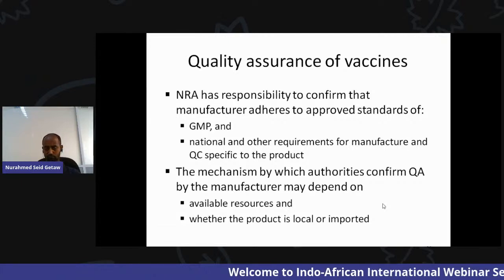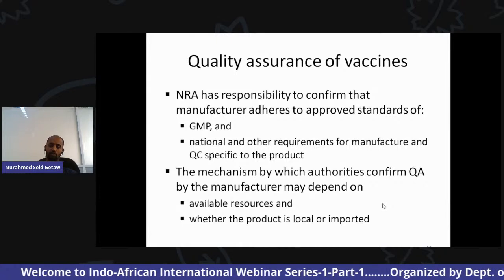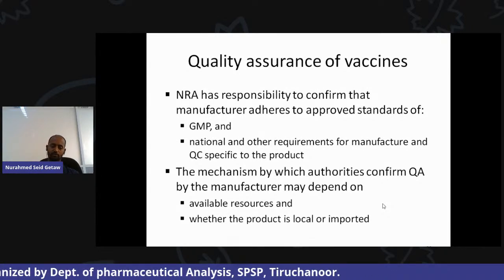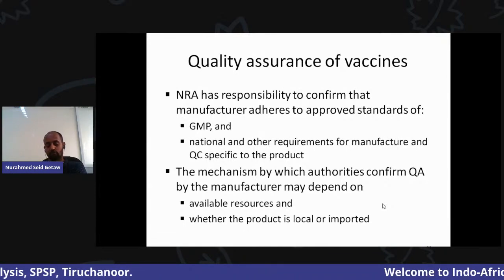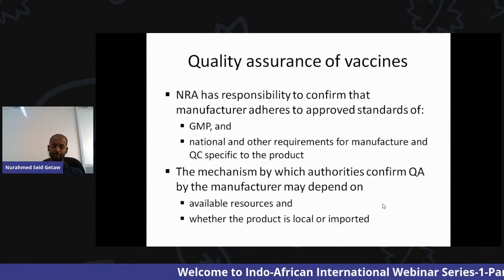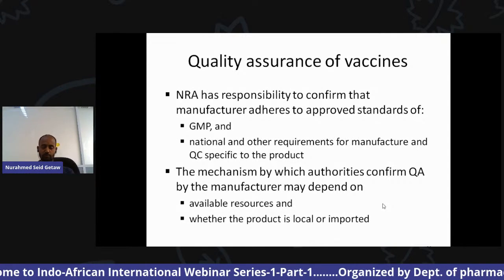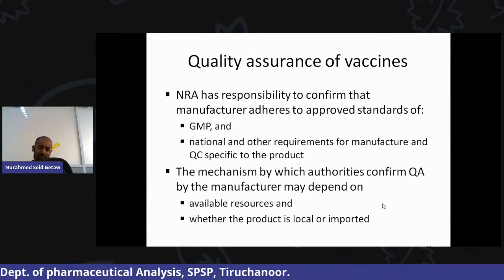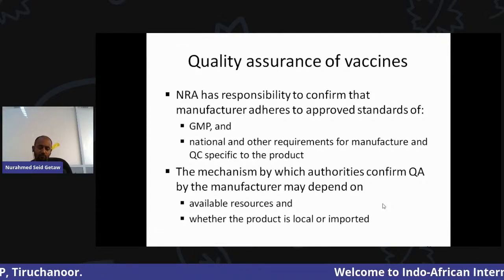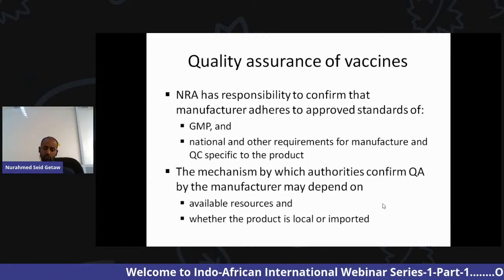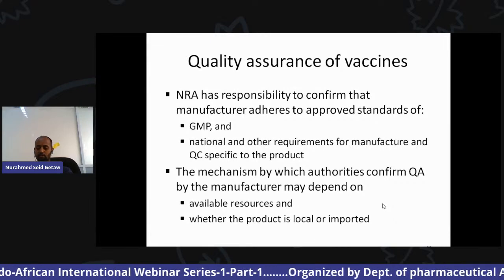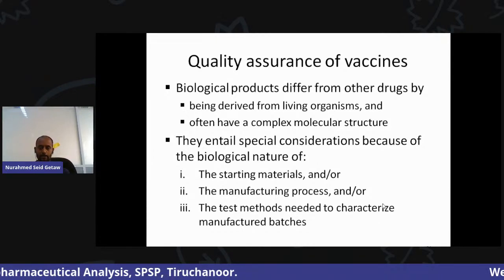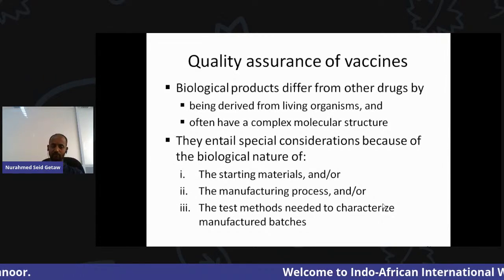And the regulatory authority has the responsibility to confirm that manufacturers adhere to approved standards like GMP and other related norms, like national and other requirements for manufacturing, as well as quality control of pharmaceutical products. So it's really an essential component. And the mechanism of how they are going to effect this may depend on these two things: the availability of resources, what types of resource facility are available to do this quality assurance work, and whether the product is local or imported. Things may not be the same for a local product and something imported from abroad. So this will have an effect on the decision.